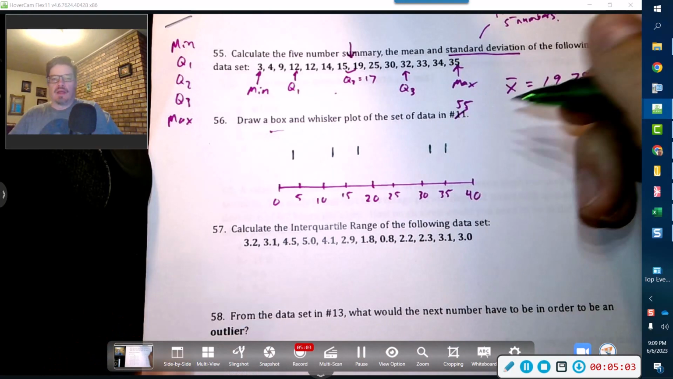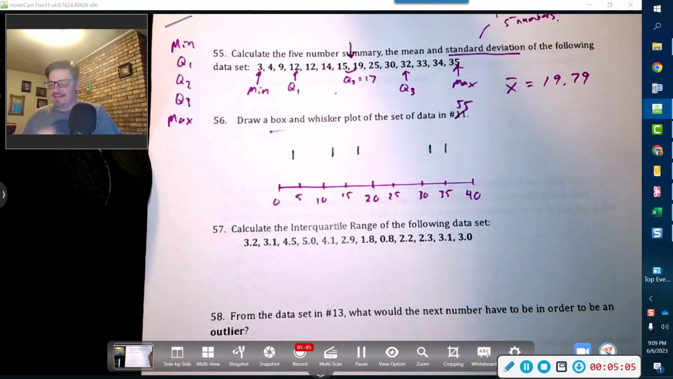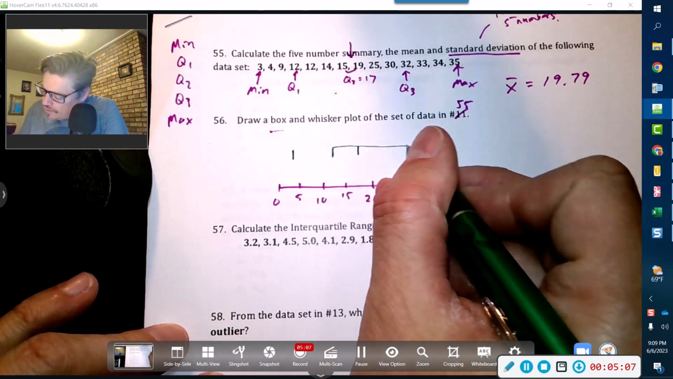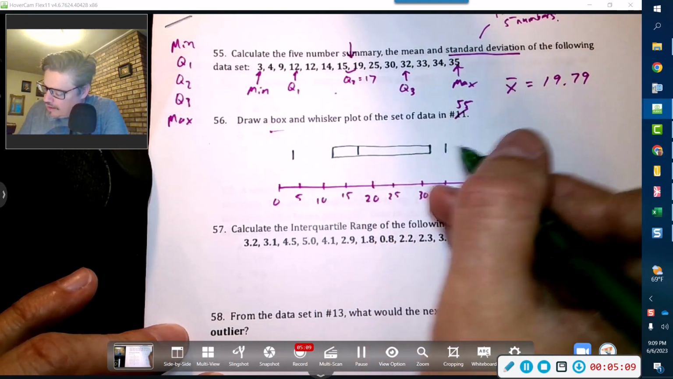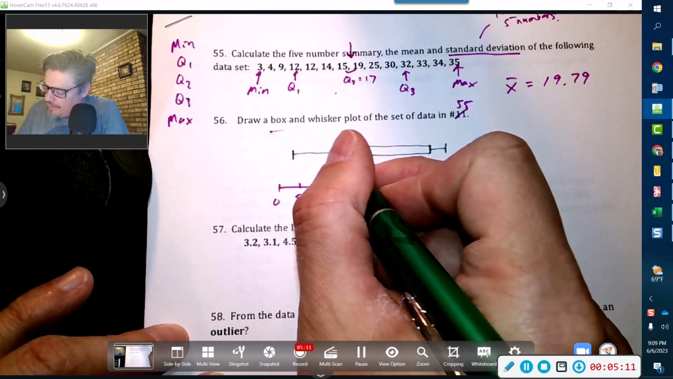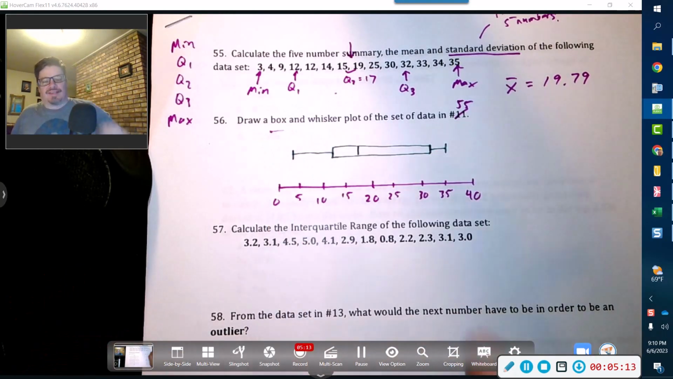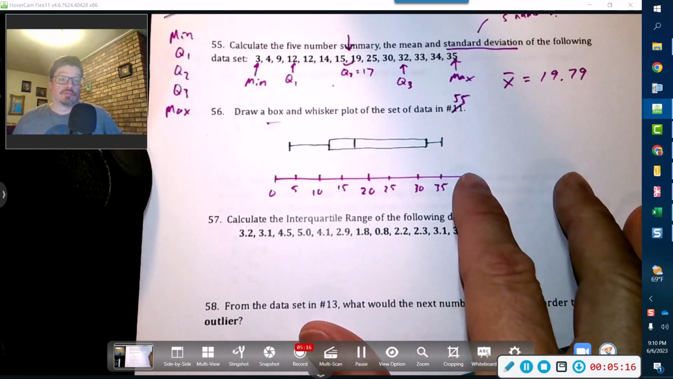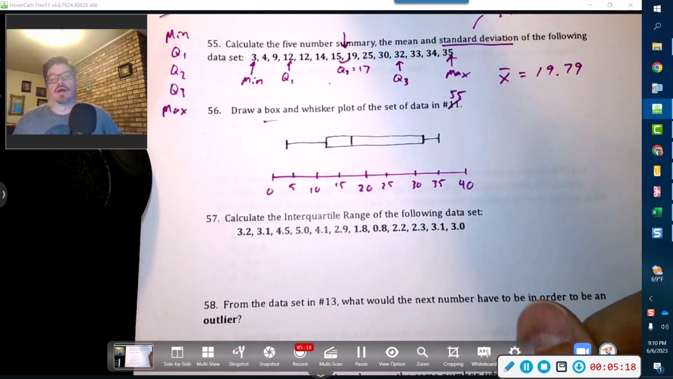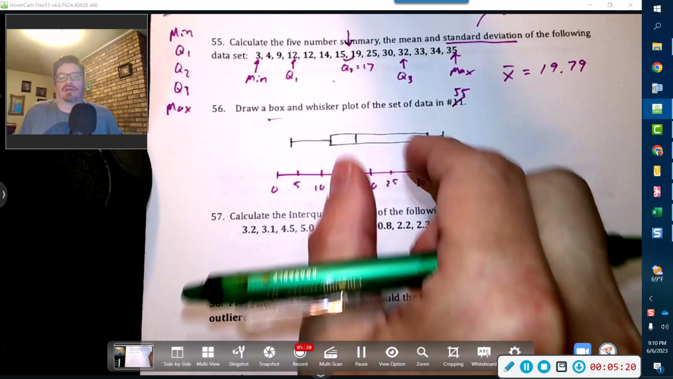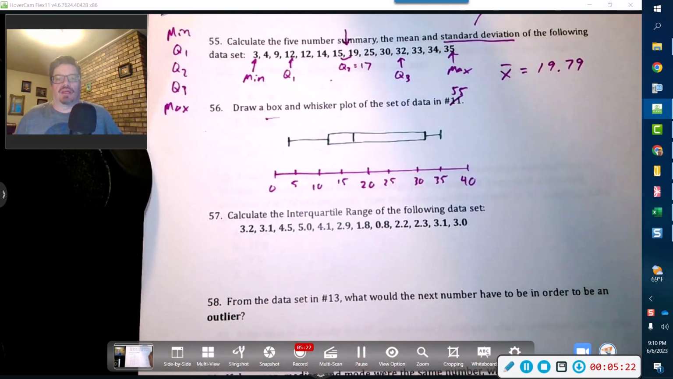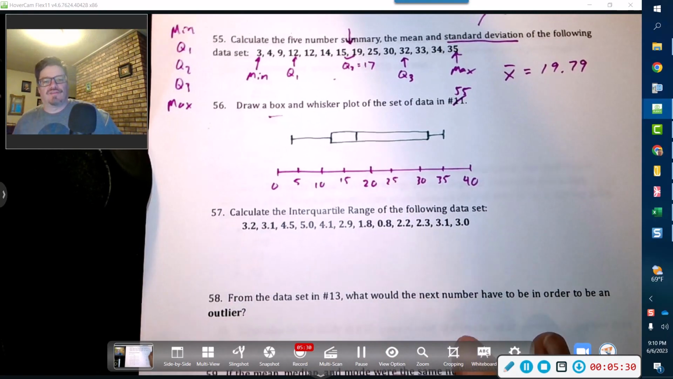Now that's the 5-number summary, but to make an appropriate box and whisker, we connect it like that, and that's it. What this says is that we have a lot of variation, meaning that our interquartile range is quite large, so our ability to get an outlier is very low. Do we calculate any outliers here? Yes. We'll figure that out in 58.